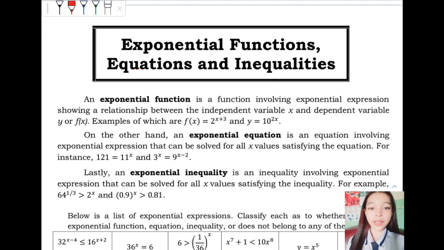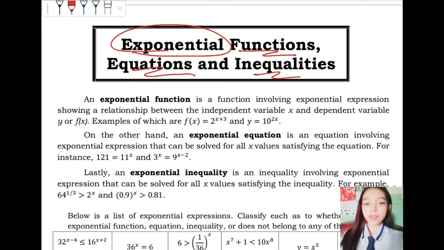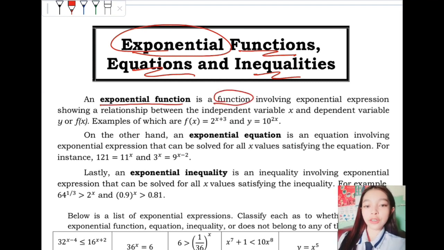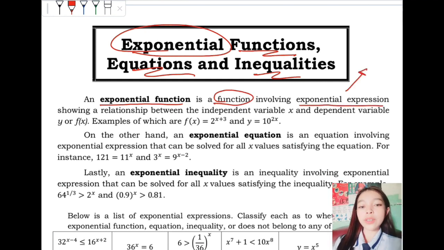Good day everyone. Now we will talk about exponential functions, equations, and inequalities. But before we start, let me tell you what an exponential function is. It is a function involving an exponential expression. When we say exponential expression, it is a variable involving an exponent.